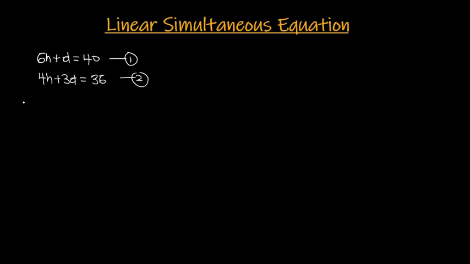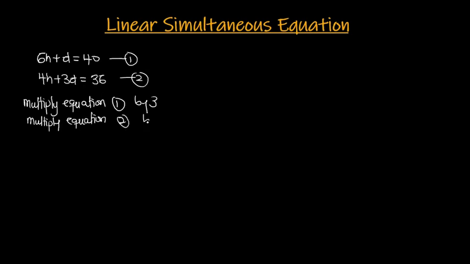So what I will do is I will multiply equation 1 by 3. Then I multiply equation 2 by 1. I'm multiplying equation 1 by 3 because I want to make the d here to be 3d. And then I'm multiplying equation 2 by 1 because I want to still maintain this so that I can cancel the 3d out.